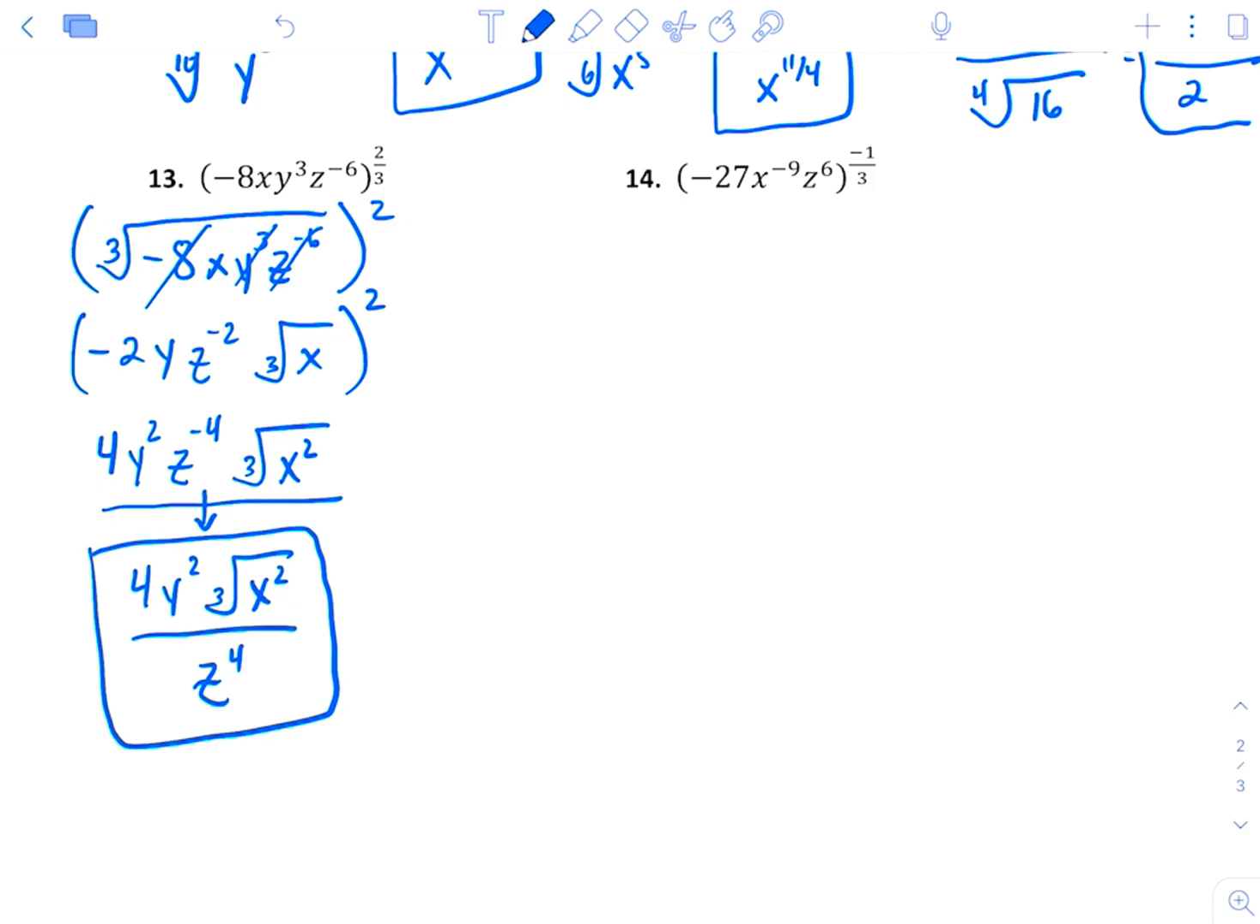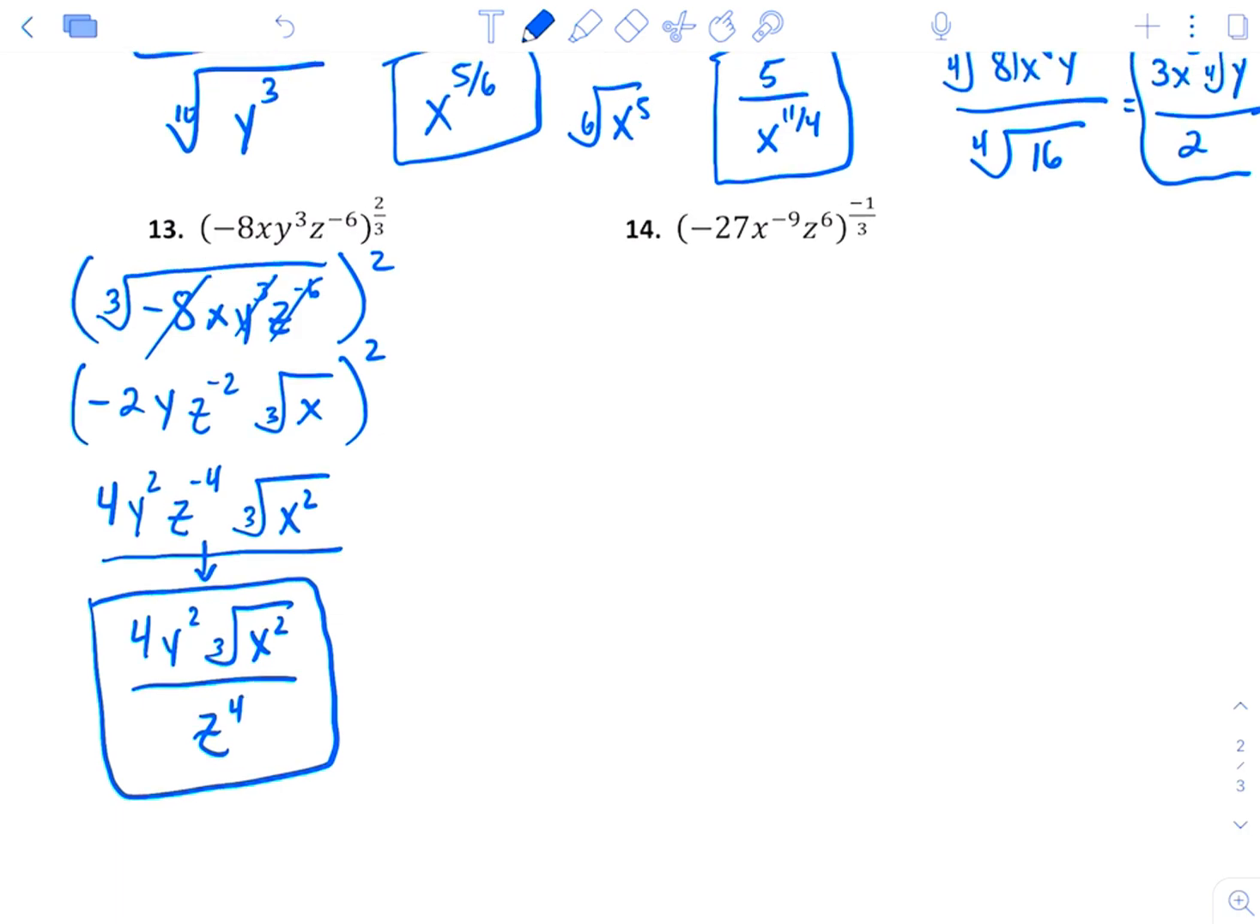And then that last example, because it's a negative, I want to start by making that a positive. So I'm thinking of this as over 1. So I'm going to start by flipping that fraction over to force this to become positive. So I will have 1 over negative 27 x to the negative 9 z to the 6th, and now all of that to the positive 1/3.